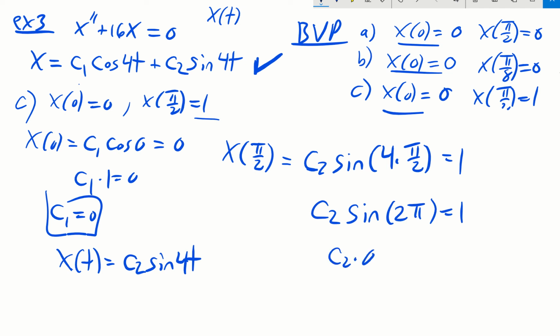But the sine of 2 pi is 0. And what we end up with is a contradiction. We get that 0 equals 1. So not only is this a contradiction, but what this tells us is that this is not going to be true for any value of C2. No matter what value of C2 we pick, this will always reduce to a contradiction, which means that there is no solution.